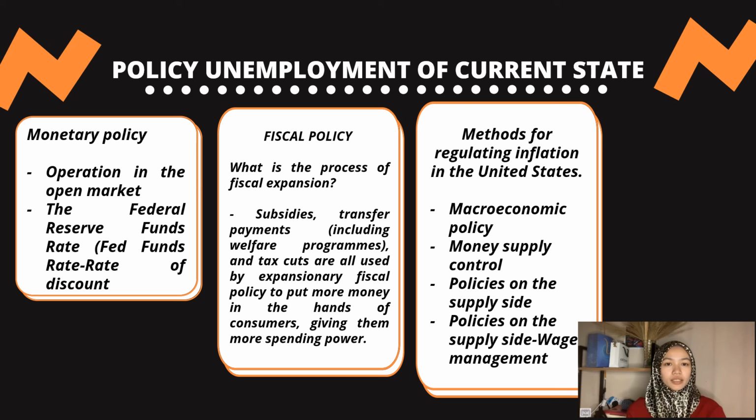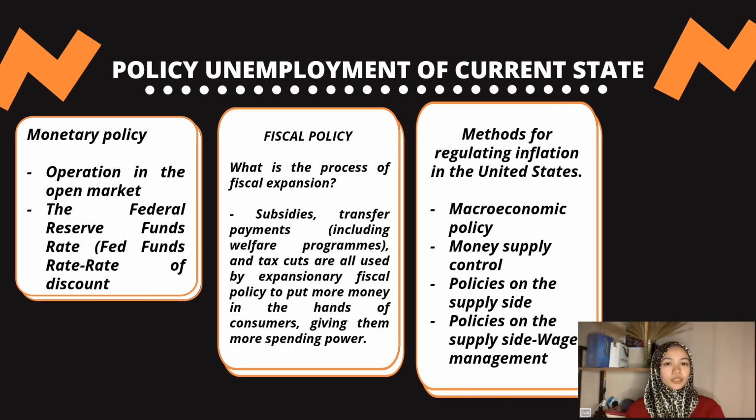Methods for regulating inflation in the United States. Inflation is monitored by the central bank and the government. Monetary policy is the most prevalent type of policy. In principle, however, there are a number of techniques that may be used to limit inflation. Firstly, macroeconomic policy. Lower inflation and slower growth are the result of higher interest rates, which reduce economic demand. Second is money supply control.